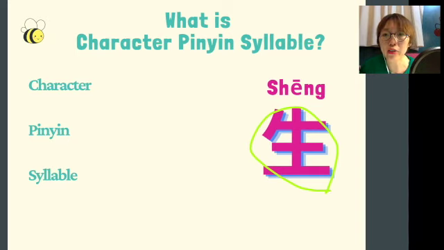The syllable of a Mandarin Chinese character consists of three parts: the initial consonant, the final, and the tone. Here, the initial consonant is SH, and the final is ENG, which contains a vowel. We'll talk about the 6 vowels later in this lesson. And tone is expressed with this marker. This is tone 1, like an opera tone.